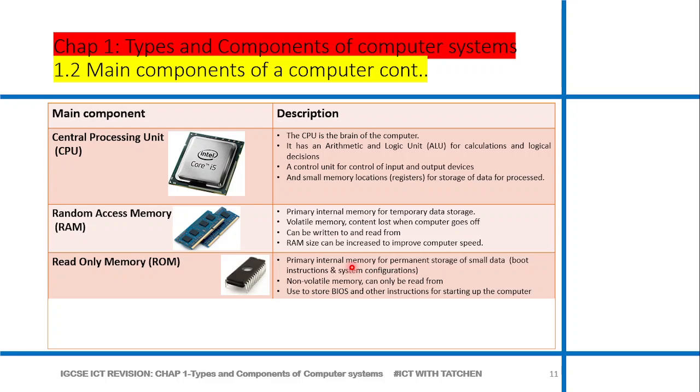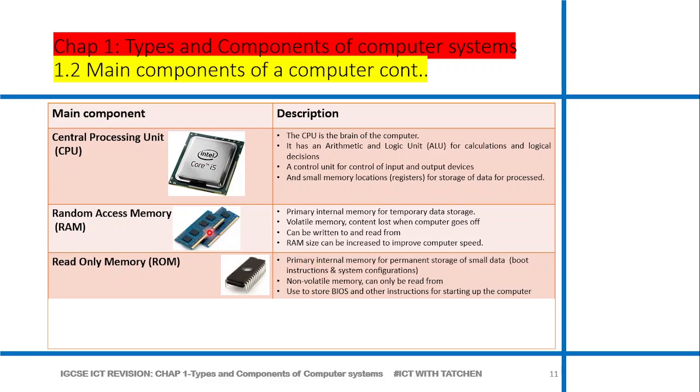Next, we have the read-only memory. As the name says, it's also a primary internal memory for permanent data storage. This mostly stores boot instructions. So when you press the power button of your computer, it goes to your ROM to read instructions on how to boot from the hard drive. That's why the hard drive is a central part of your computer. The ROM is a central part of your computer, and how fast it boots also depends on your RAM.